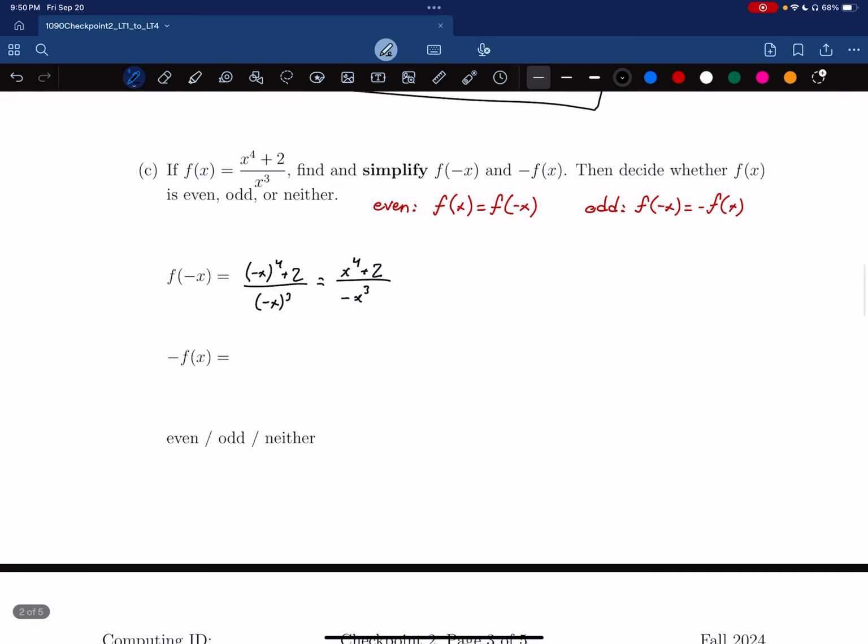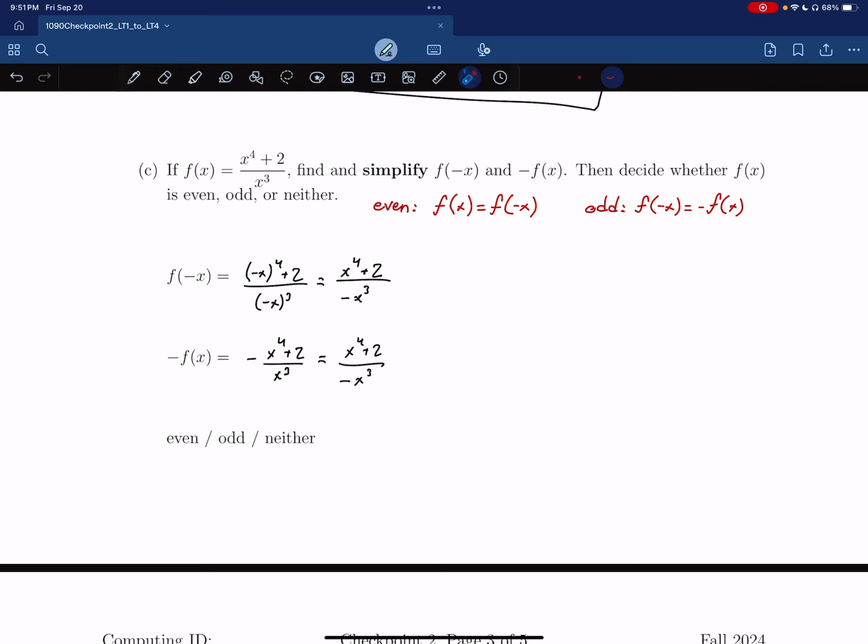Now, negative f of x basically just means we're making the entire function as a whole negative. So we just need one negative sign, and then x to the 4th plus 2 over x to the 3. And we can assign this negative sign to either the numerator or denominator, but not both, or else it would cancel out. So let's just stick it on the denominator since there's only one term. Negative x cubed. So now that is simplified.